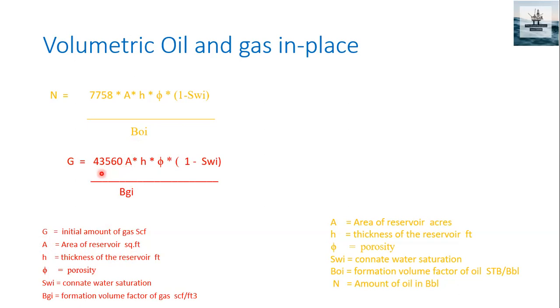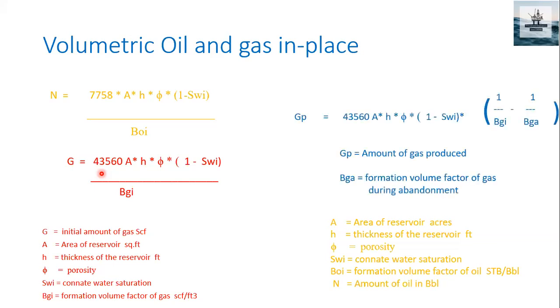So when area is given in acres and thickness is given in feet, you are converting acres to cubic feet. The conversion factor will be 43,560. And then comes the amount of gas that has been produced at surface.